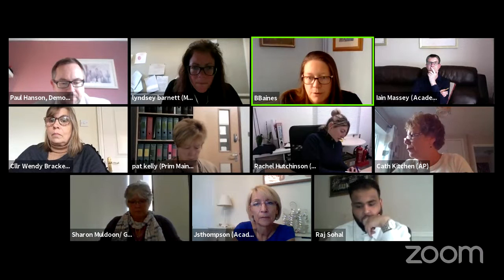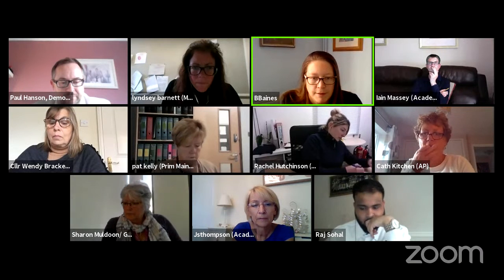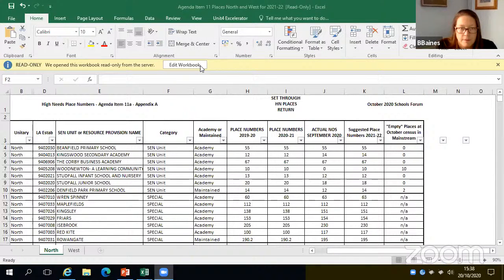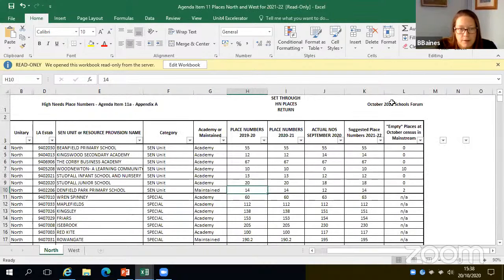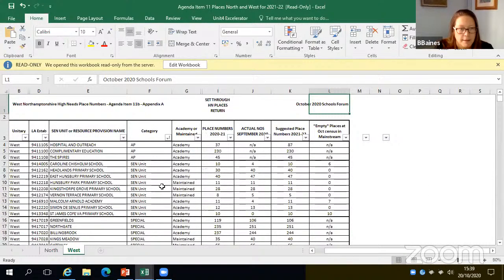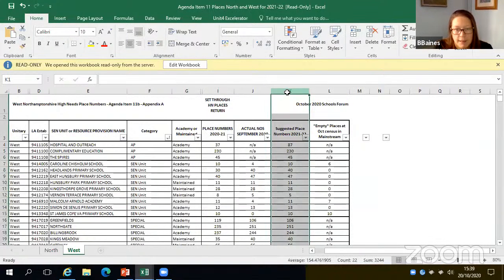And I've split it north and west. So I've got one tab for north and one tab for west. This is listing all of the places by the type of provision, whether it's in a special school, a unit, or the alternative providers in the west, and the suggested place numbers that we will be putting through to the ESFA in the November high needs places return in column K.